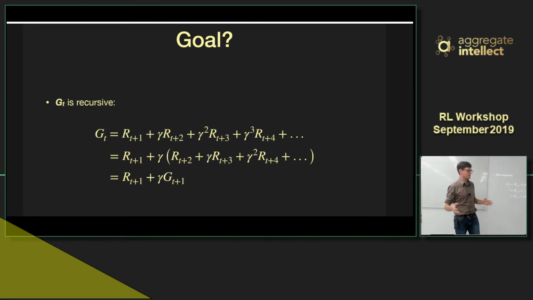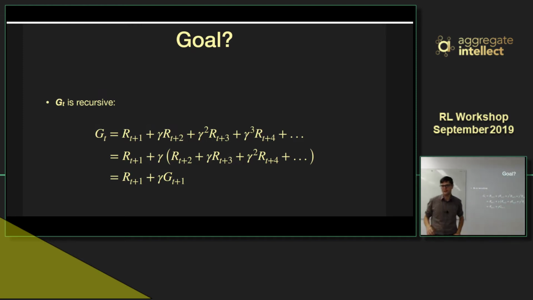And this is also recursive. G of t is the reward of the next step plus gamma times all the future rewards from the next step. So this is again recursive. What is gamma? It's the future discount factor, and most of the time I see it between 0.9 and 0.99. So you have your reward, and your future reward you just discount.